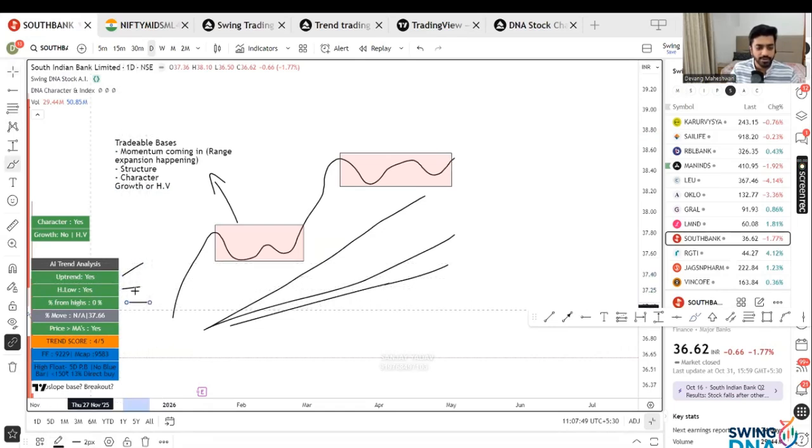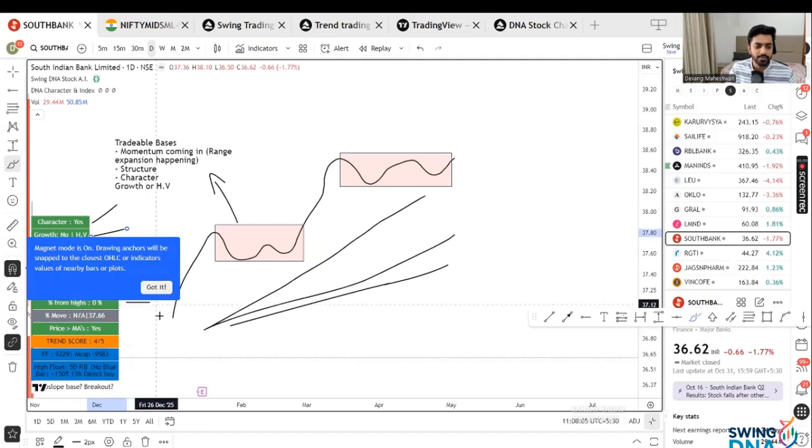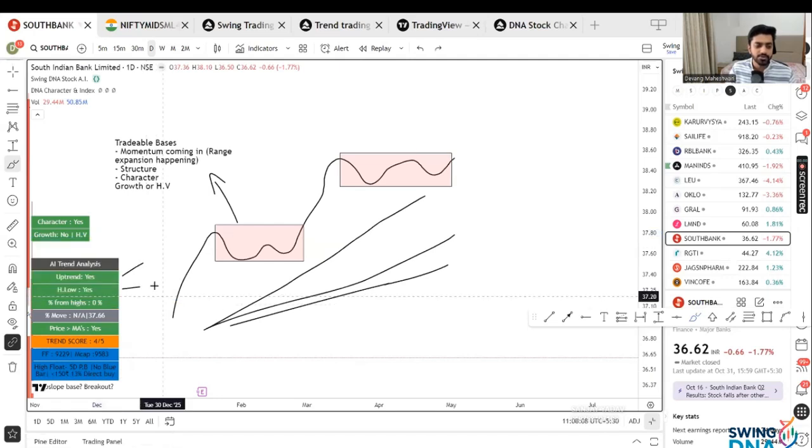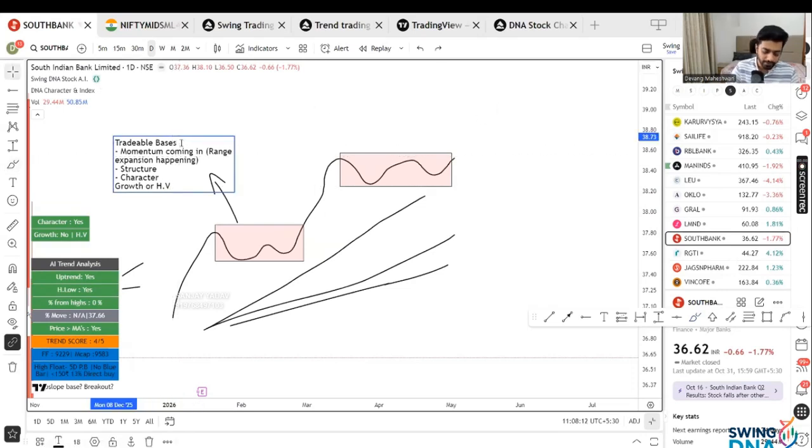percentage from high. When the momentum is coming in, what's the percentage from 52-week high? And we want to be in 25-26% range. Too deep is just too early. Okay. Character, growth. These all things will make a base in which you can bet on, which is ready. Okay, tradable bases are ready to trade bases.